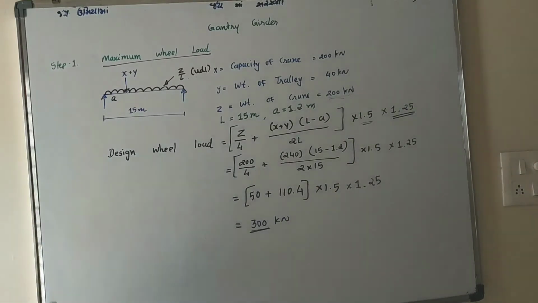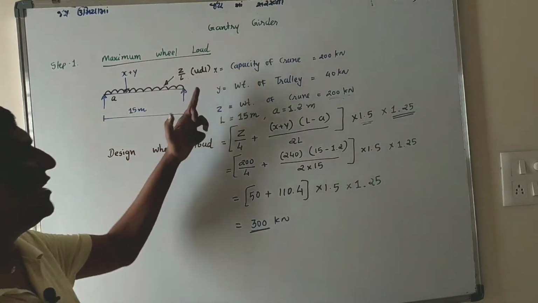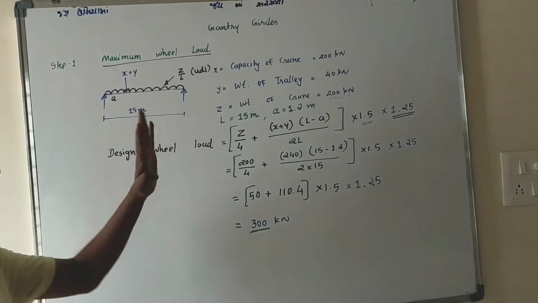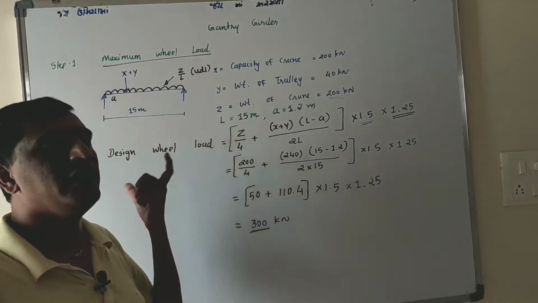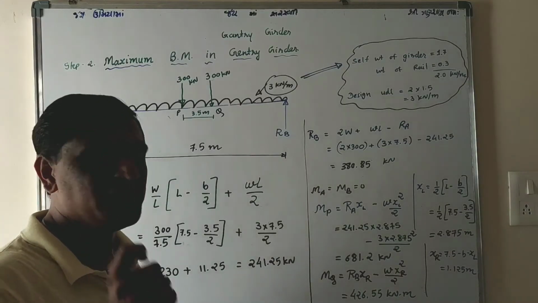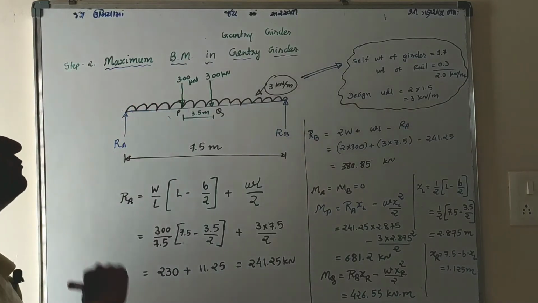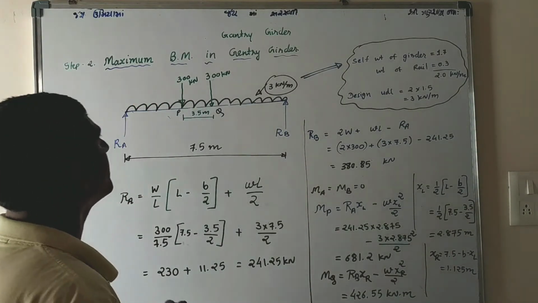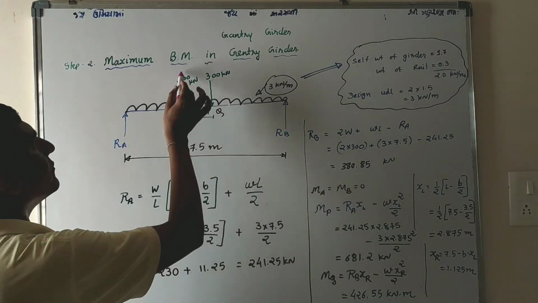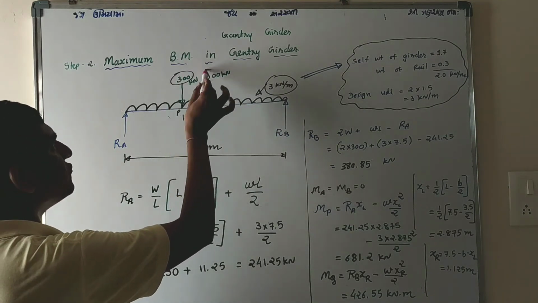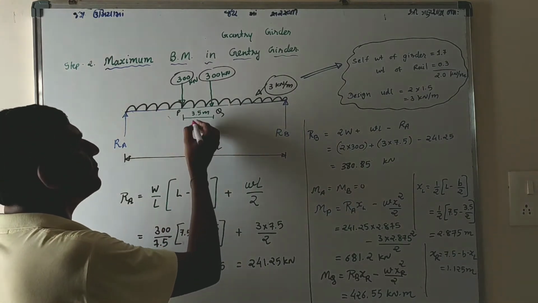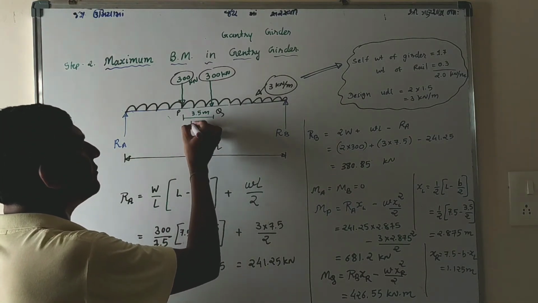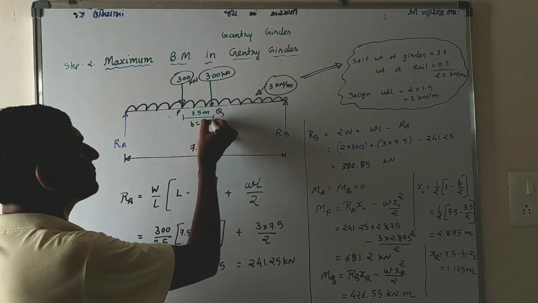Okay, so this is the very first step which will need x, y, z, l and a. These four terms we require to get the design wheel load. Now the next step is maximum bending moment in gantry girder. As we already found this wheel load, that is 300, with 3.5 meter base.